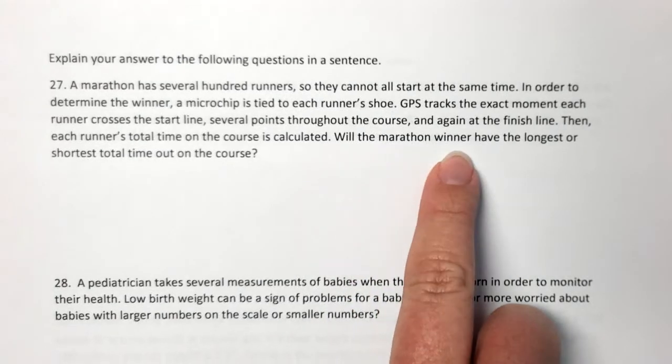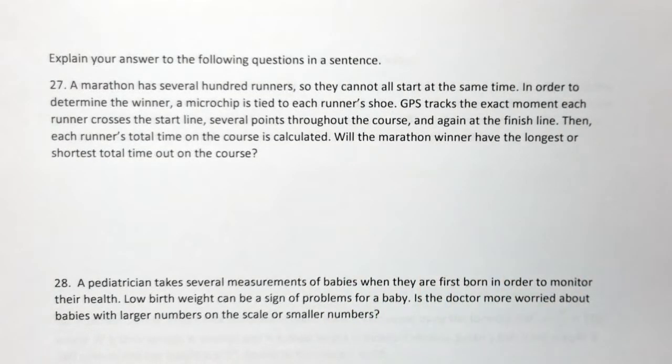Will the marathon winner have the longest or shortest total time on the course? So whoever gets the gold medal and wins and is considered the winner and the fastest runner, will they have the shortest time or the longest time out on the course? And of course, whoever runs the fastest finishes sooner, so their time is less.